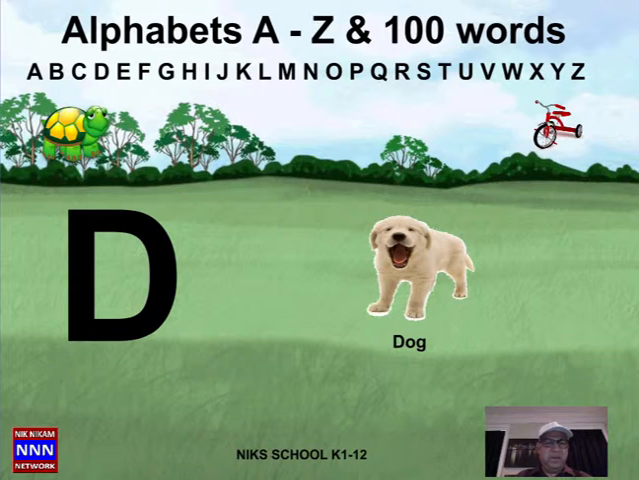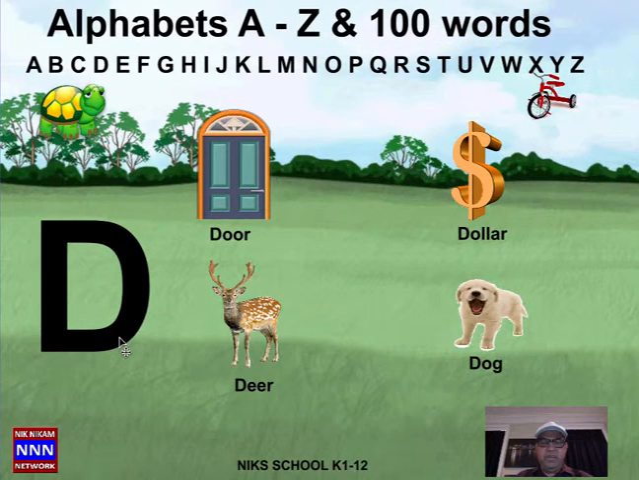All right. Let us look at some more examples of D. Okay, this is D. This is door. When you enter the house, you go through your front door. That is right. Dollar. When you go to the ice cream store, what do you have to give? You have to give dollars. And what do you get back? Ice cream. Oh, my mouth is watering.